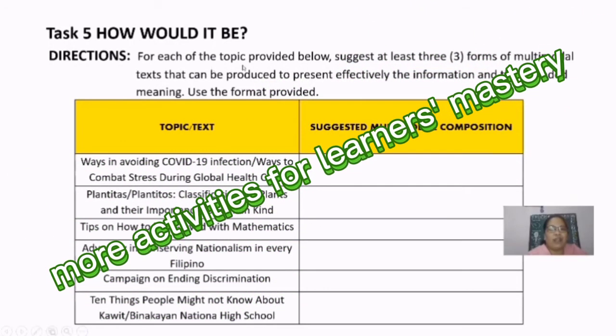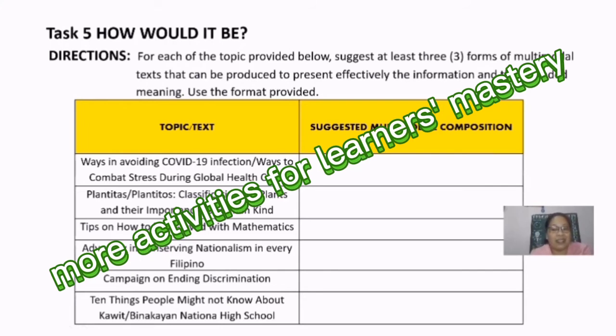For each of the topics provided below, suggest at least 3 forms of multimodal text to present effectively the information and the intended meaning. Use the format provided. Ways in avoiding COVID-19 infection. What sample multimodal composition or multimodal text? If you will be asked to compose a multimodal text, what multimodal text will you compose for this topic?